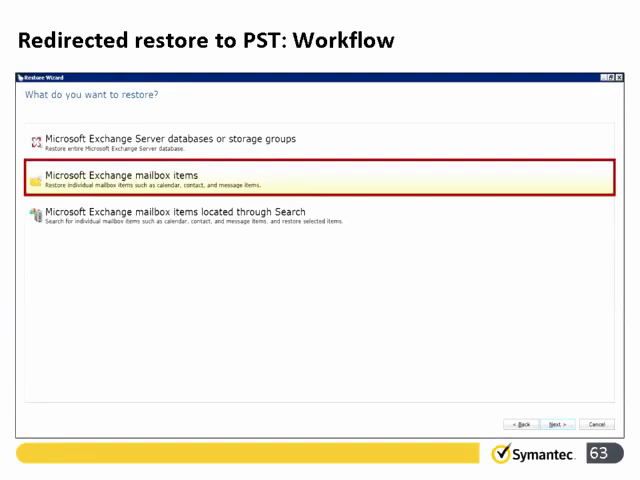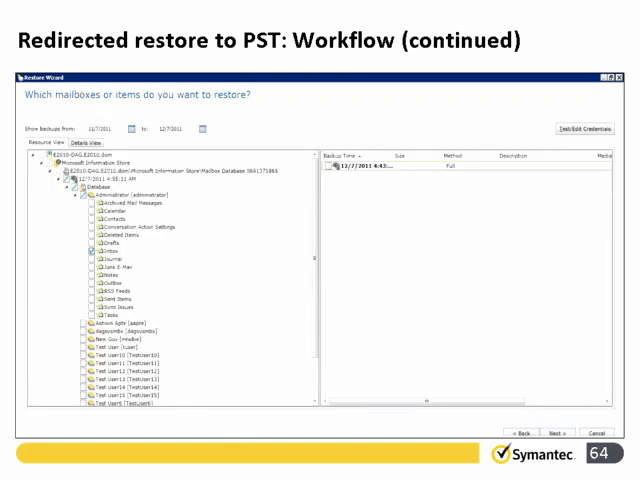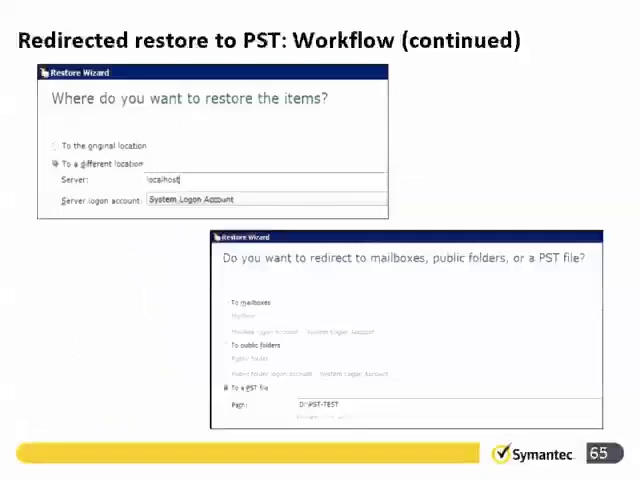To redirect a restore to a PST, I have to select the individual items that will be redirected, and then I specify the location and the account that has rights to write to that location. You can select that you wish to restore to mailboxes, to public folders. In our case, we're going to restore specifically to a PST.